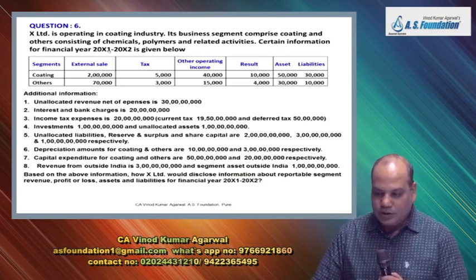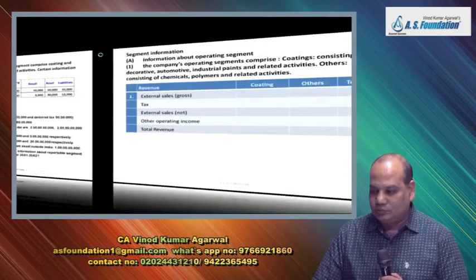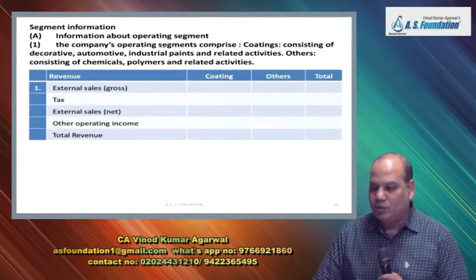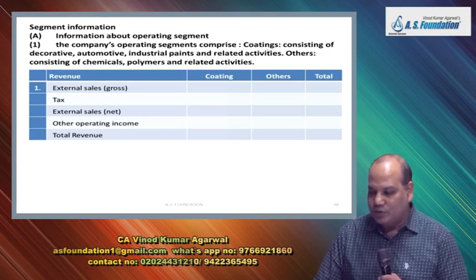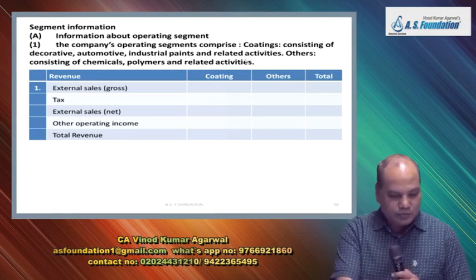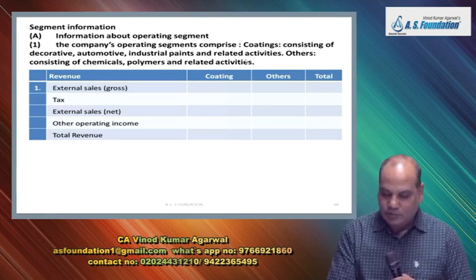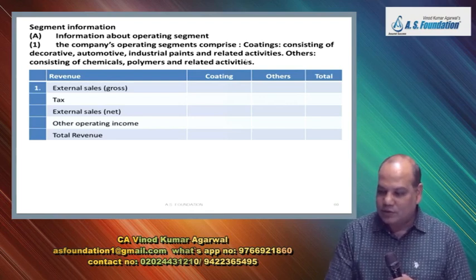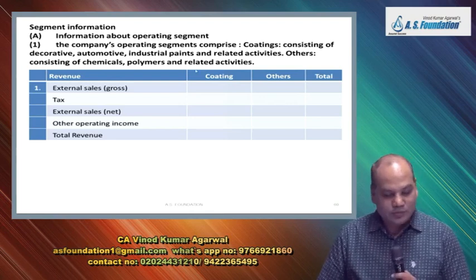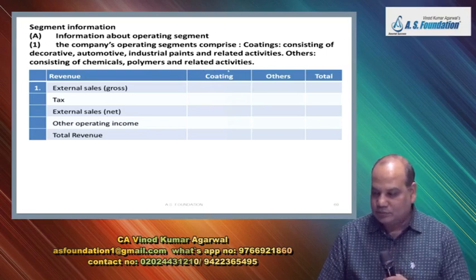So first, point number A1, information about operating segment. One narrative disclosure you will give. The company's operating segment comprises coating, which is consisting of decorative, automobile, industrial paint and other related activities. Although this information was not given in the question, they have mentioned it. And other segment consisting of chemical, polymers and related activities.